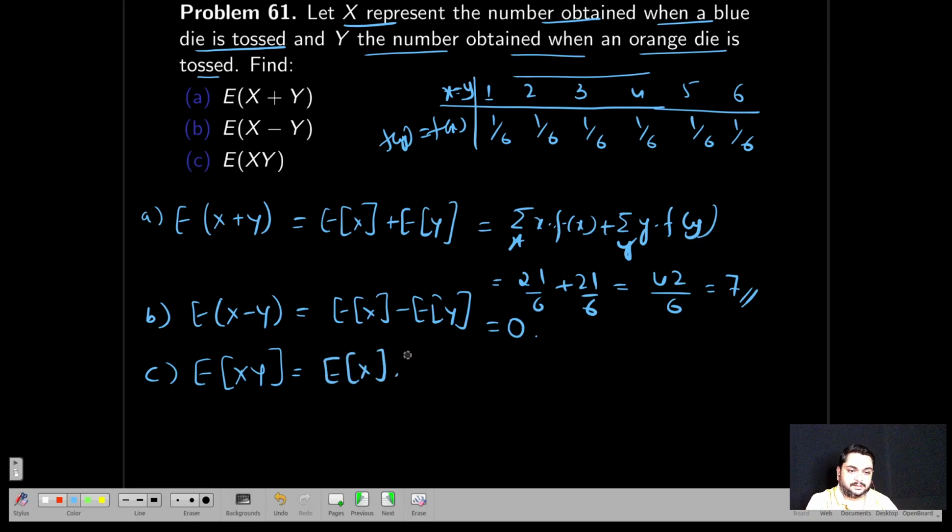So E of xy, since they are independent, I can write it as E of x into E of y. This E of x and E of y we already found out here. So this is 3.5 into 3.5, and we'll get 12.25. This is how you have to solve.